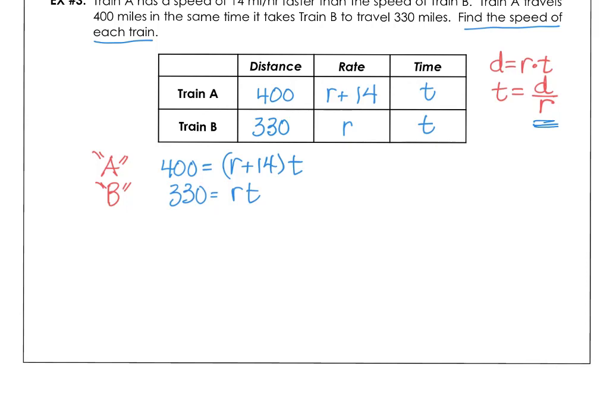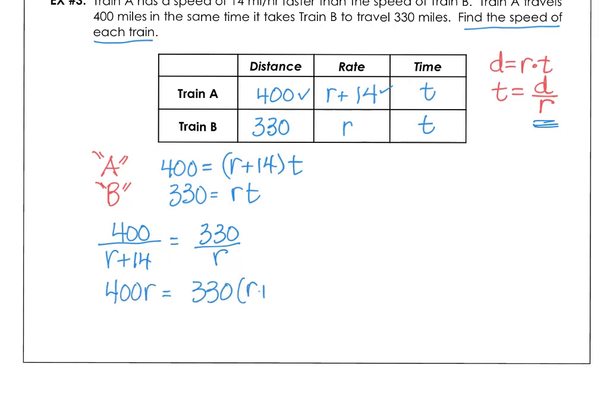So the distance is 400 divided by rate. So 400 divided by rate is equal to 330 divided by rate. Solving for R, 400R equals 330 times the quantity R plus 14. So 400R is 330R plus 330 times 14, which is 4,620. Solving for rate, R is 66 miles per hour.